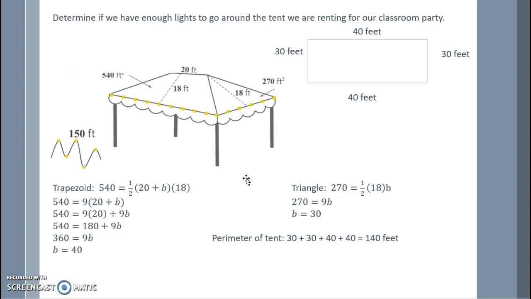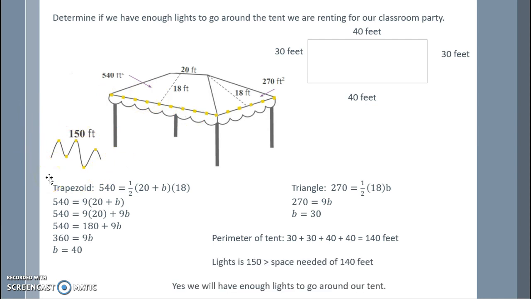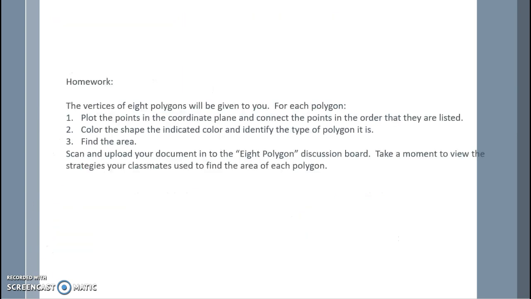Well, now we need to know the perimeter of the tent. So we add all of our sides together, and we see that the perimeter is 140 feet. It looks like we have 150 feet of lights. So our lights are 150, which is greater than the space needed of 140 feet. So yes, we will have enough lights to go around our tent.